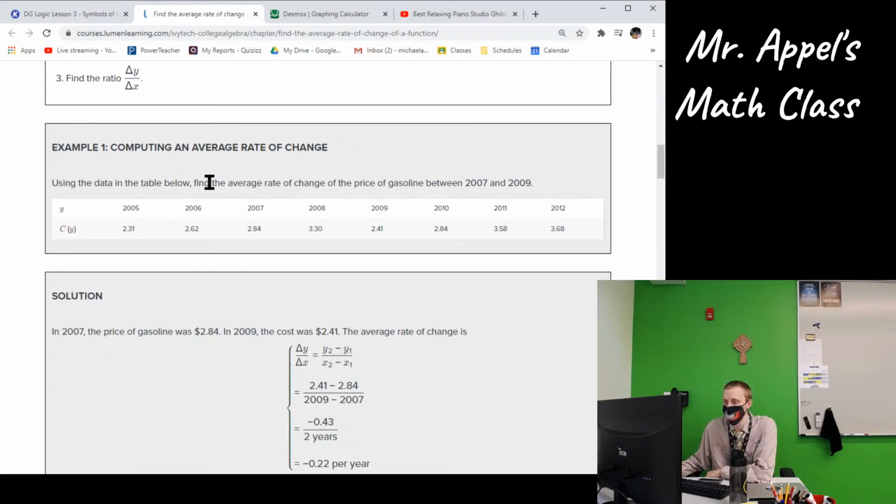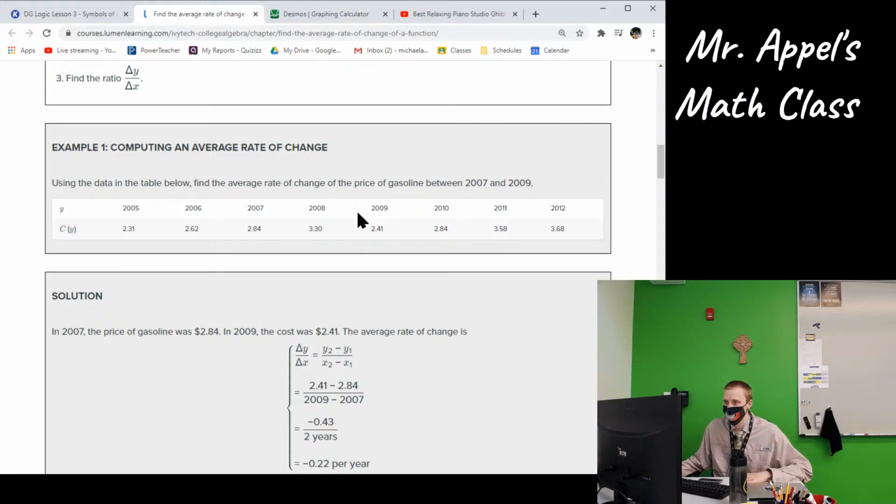So let's go through another example. Using the data in the table below, find the average rate of change of price of gasoline, I'm assuming of a gallon of gasoline, between 2007 and 2009. Ooh, different years here. Find 2007, 2009. Here's 2007. Here's 2009. I don't care about the rest of it. I only need these numbers. Ignore this guy in the middle. Ignore this extra stuff on either side. Doesn't matter to me right now.